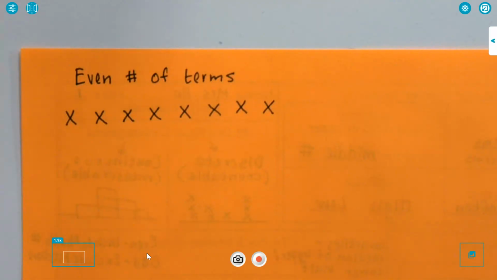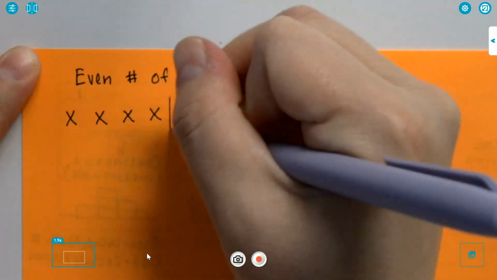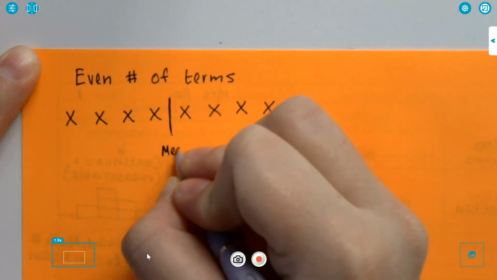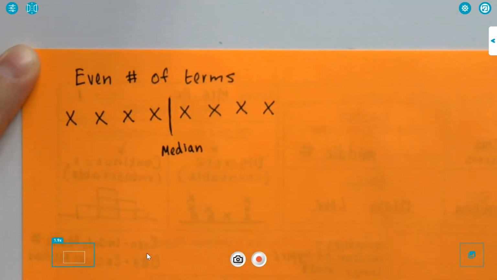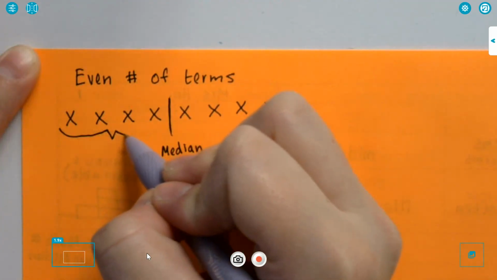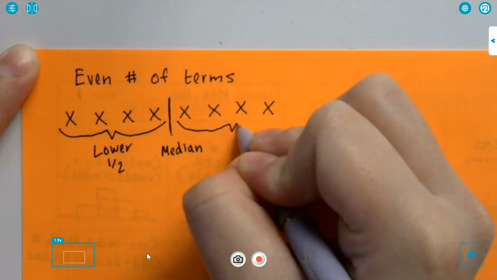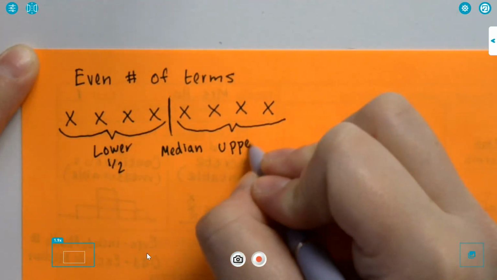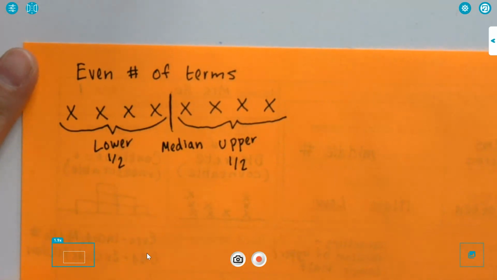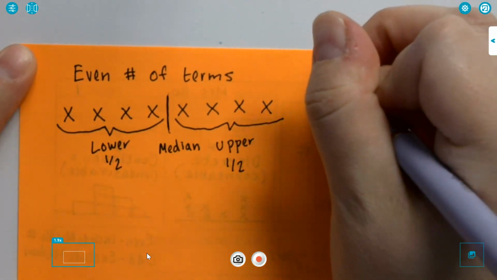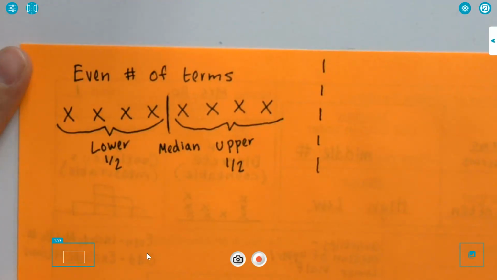There you go. Your median is going to be in the middle. So your median would be in the middle. All 4 of these numbers would be your lower half. And all 4 of these numbers would be your upper half. So I always, when I have an even number of numbers, I always draw a line in the middle.